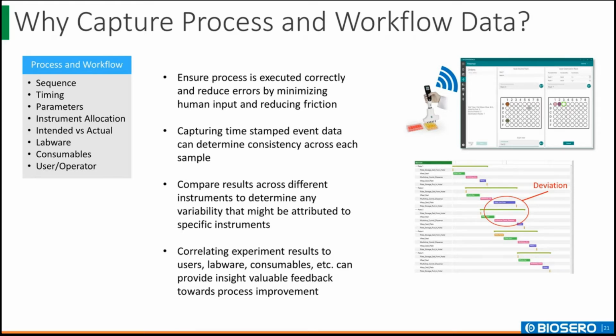So by capturing this process and workflow data, you can ensure that your process was executed correctly and reduce errors by minimizing human input and the friction of the whole process operating. Capturing timestamp data events can really help determine the consistency across each sample in the process, and really help you determine if there's variability that might be attributed to specific instruments, or can affect the experimental data output. So being able to correlate the process and operation steps to the experimental output can really give you great insight and valuable feedback.